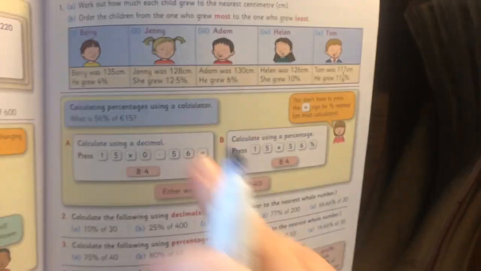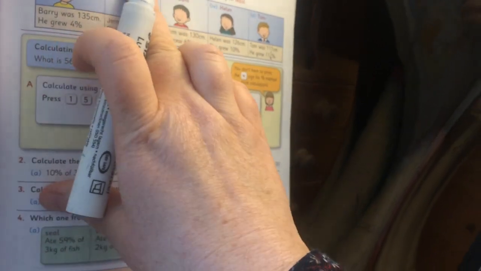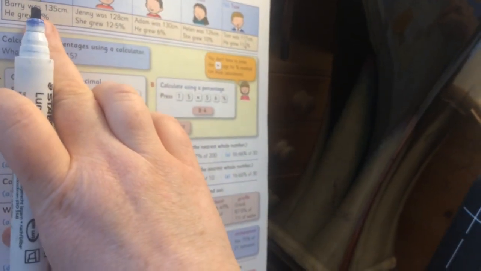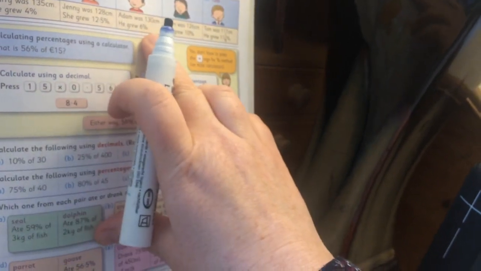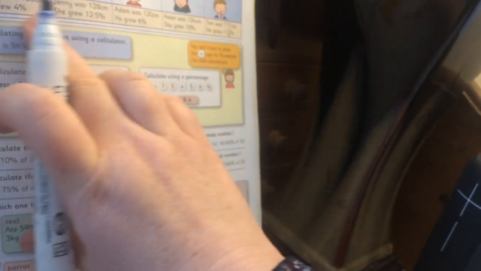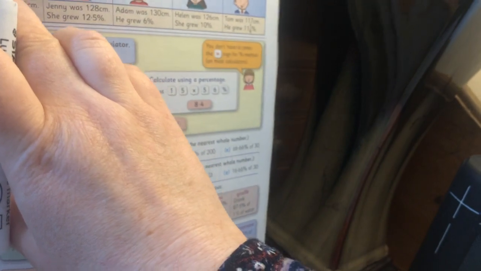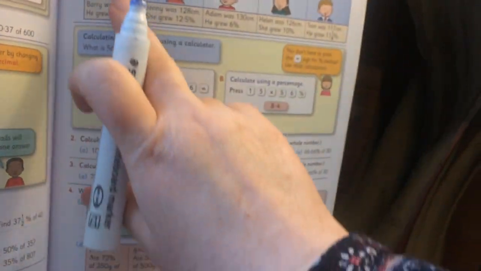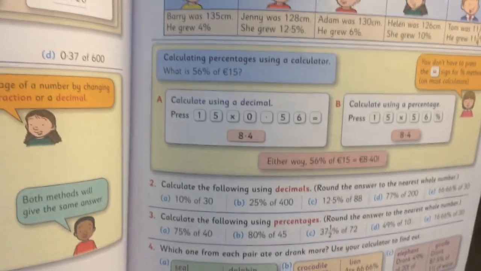So he grew 5.4 centimeters. Okay, so it says order the children from who grew most to who grew least. So you just work out how much they all grew, and then order them from the most to the least on how much they grew. Not who was the tallest, but who grew the most to who grew the least. You can work that one out and stop the video when you're ready. And then we're going to look down here.